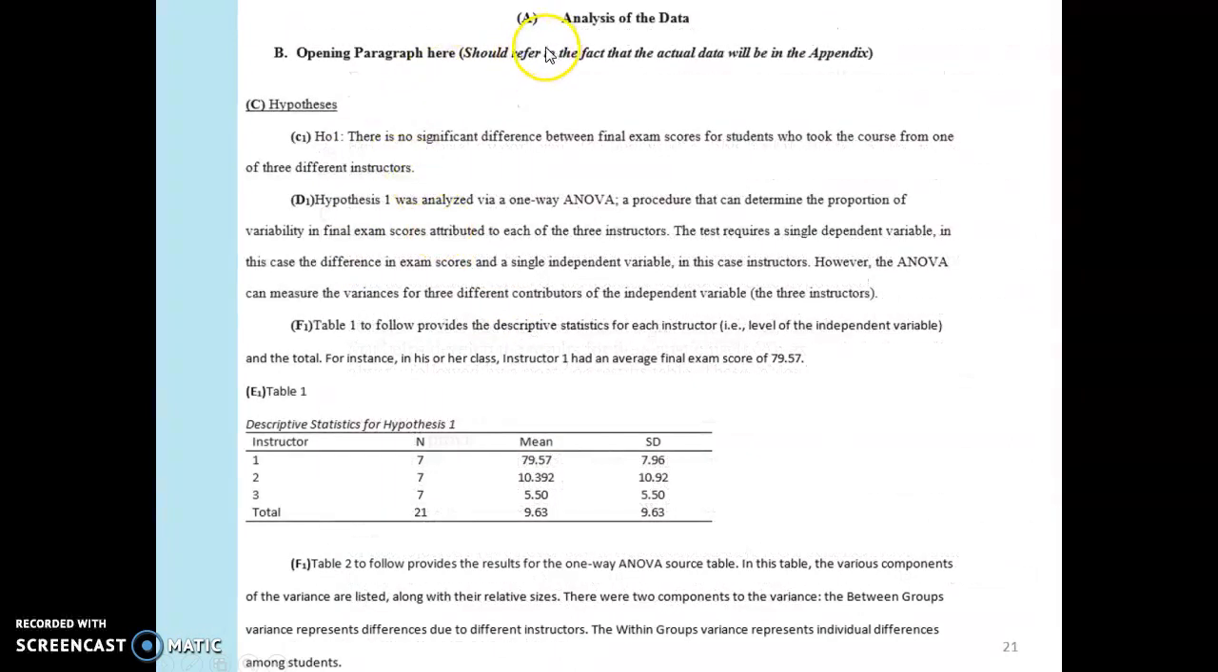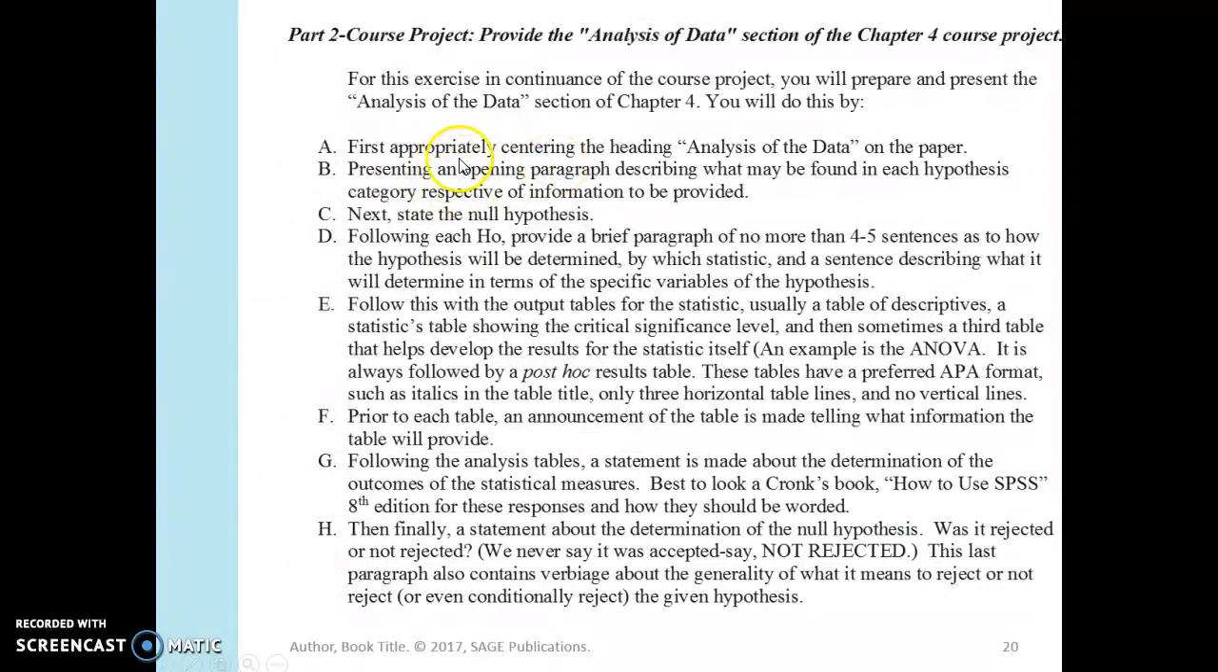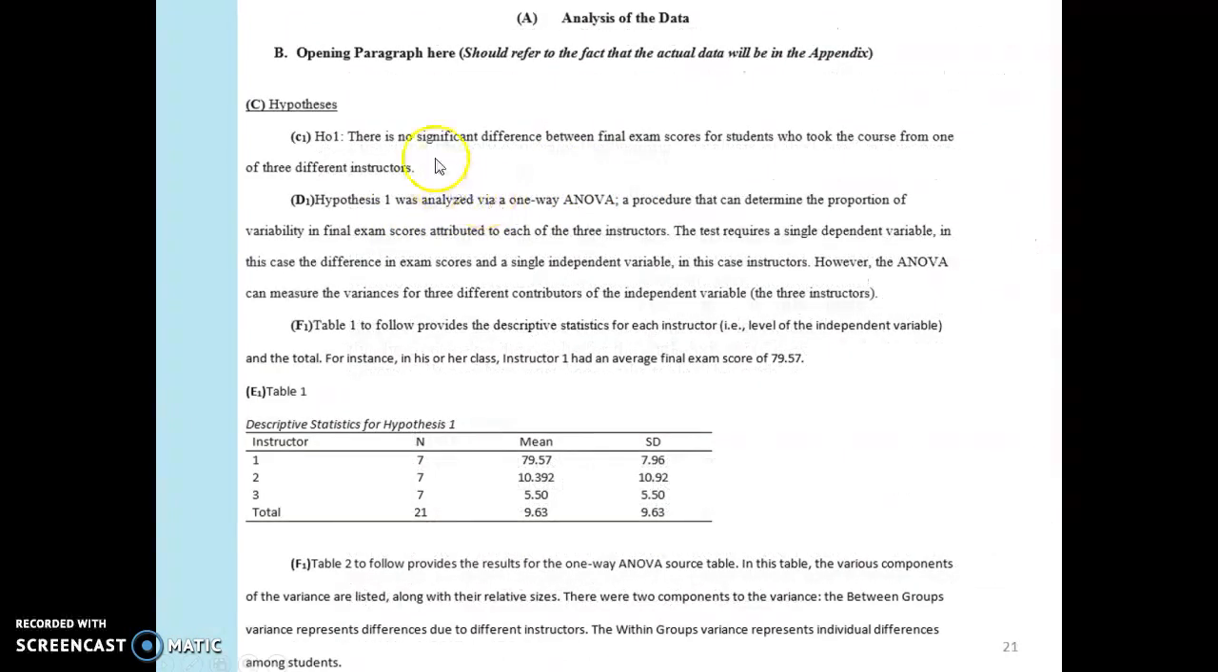Here's an example. If you go back, you'll see the first thing said: first, appropriately centering the heading, analysis of the data, on the paper, presenting an opening paragraph, next state the null hypothesis. So I've given you the procedures, kind of like a cookbook recipe, and there's nothing wrong with that. So here it is centered, opening paragraph. You better look at some analysis of data sections and see what they write in. I've given you a couple of good dissertations. The one that Christy Vincent's, look at it, see what it has in there.